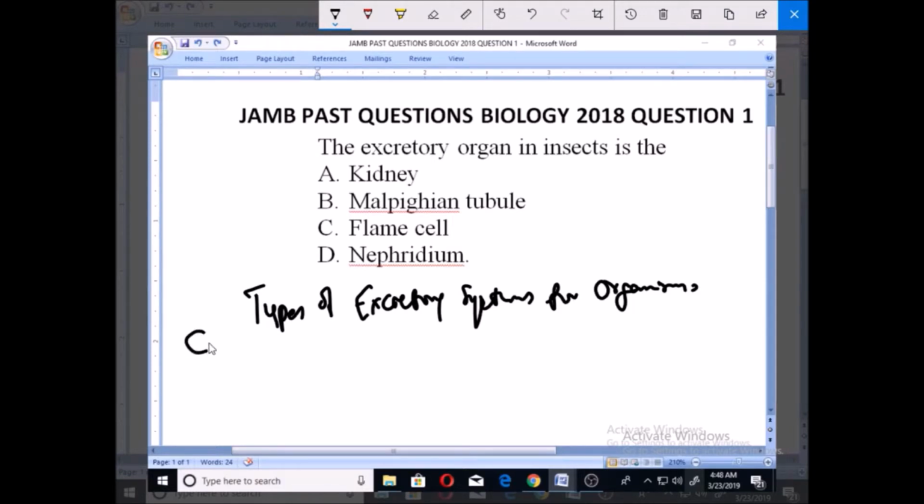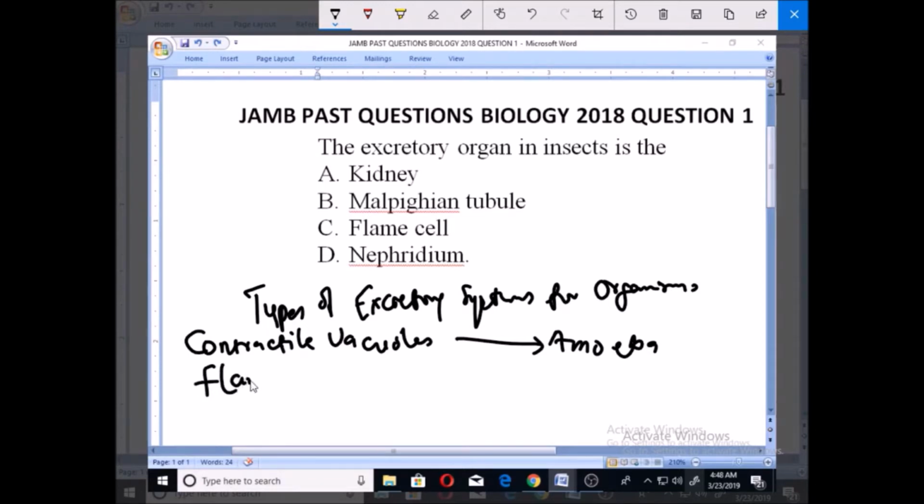The first major type of excretory system is what we call the contractile vacuole. The contractile vacuoles, and the type of organism that uses this is amoeba. Now I'm going to look at the second type of excretory system, which is one of the options, and that is the flame cell. And this flame cell is used by the organism known as flatworm.